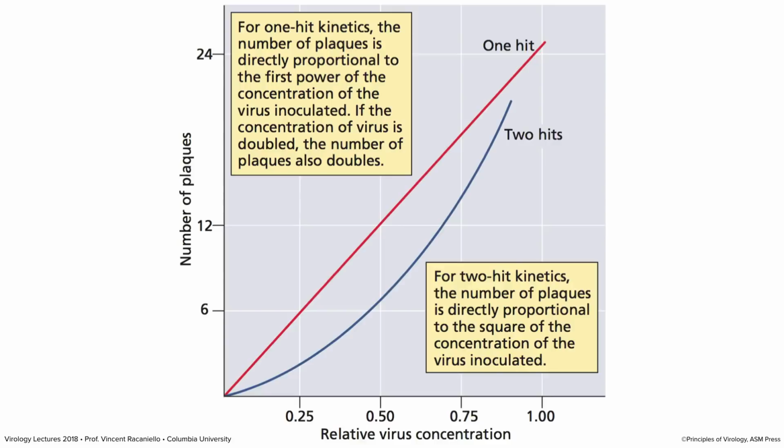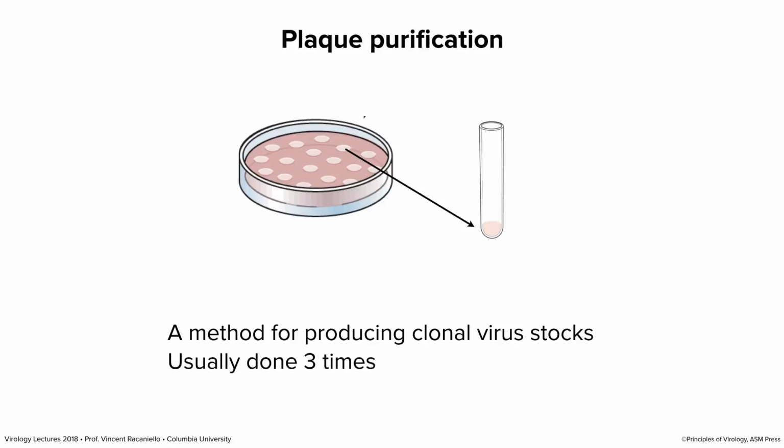A lot of plant viruses are like that. We're not sure why, but the fact is they have multiple genomes, some proteins on one genome, some on another. They're packaged separately, and they have to both be infecting the same cell. But most viruses have 1-hit kinetics, so one infectious virus is sufficient to cause a plaque.